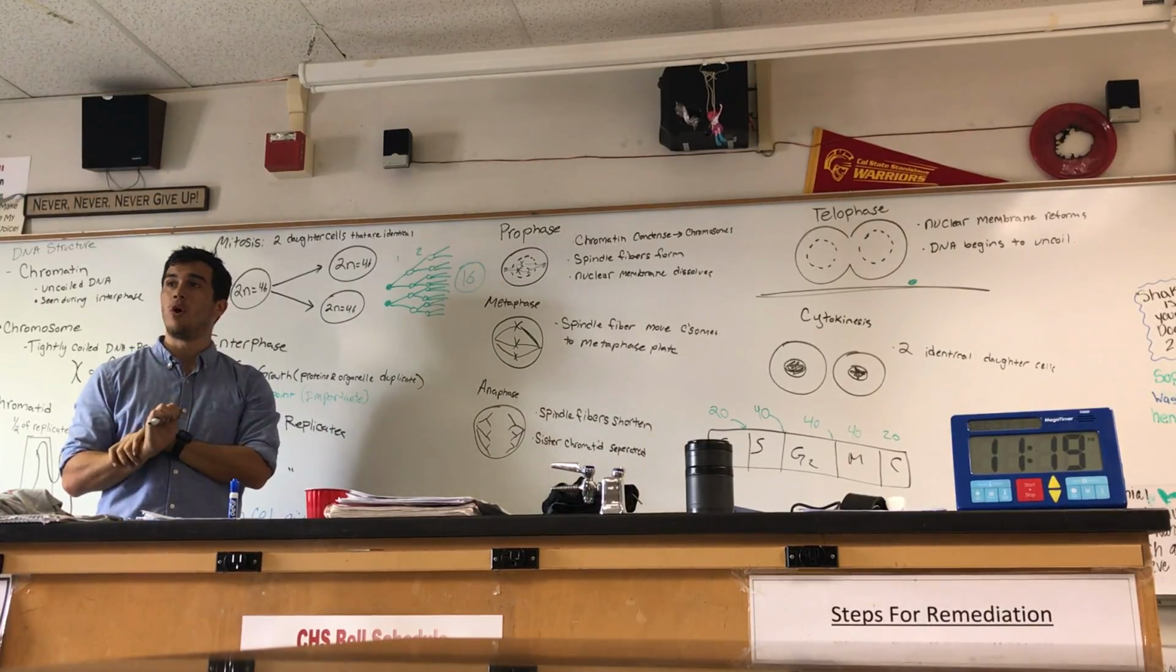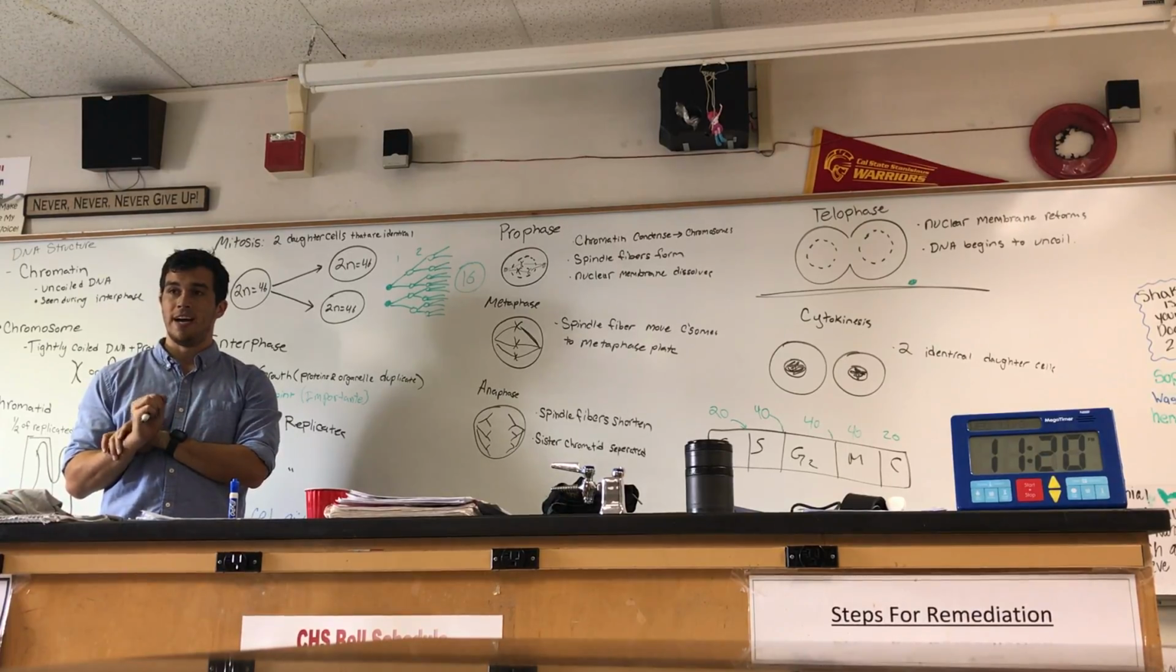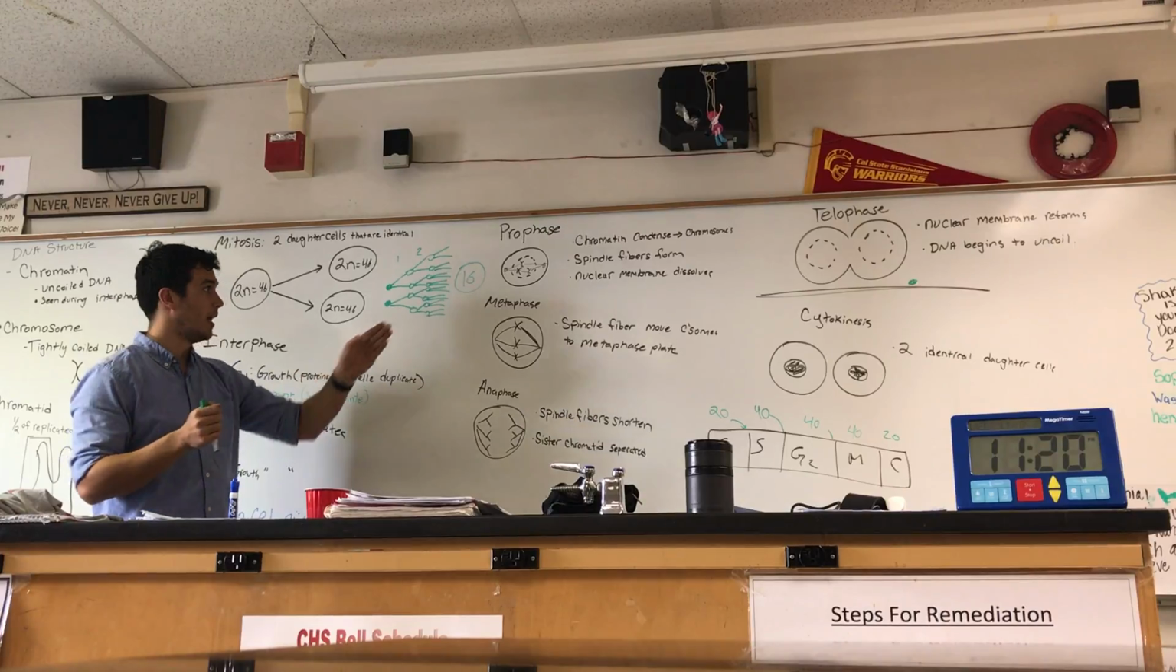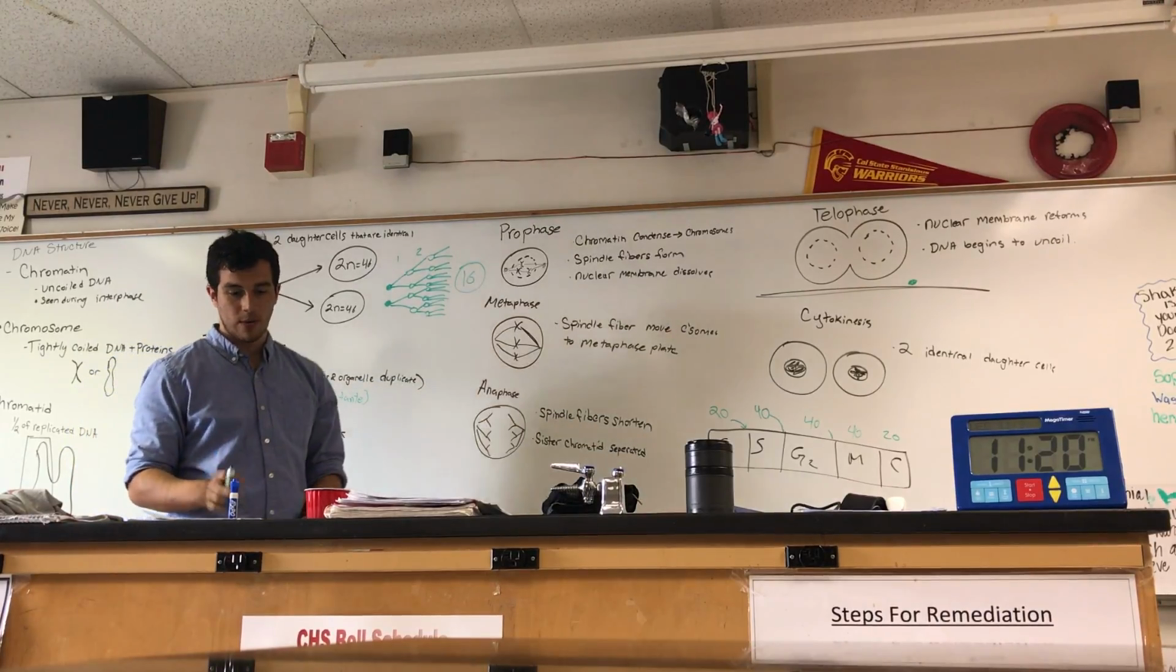So if I took it out to 4 rounds, how many would I have? 32. 5 rounds, 64. 6 rounds, 128. Okay, so that's what's going on there with all this division.